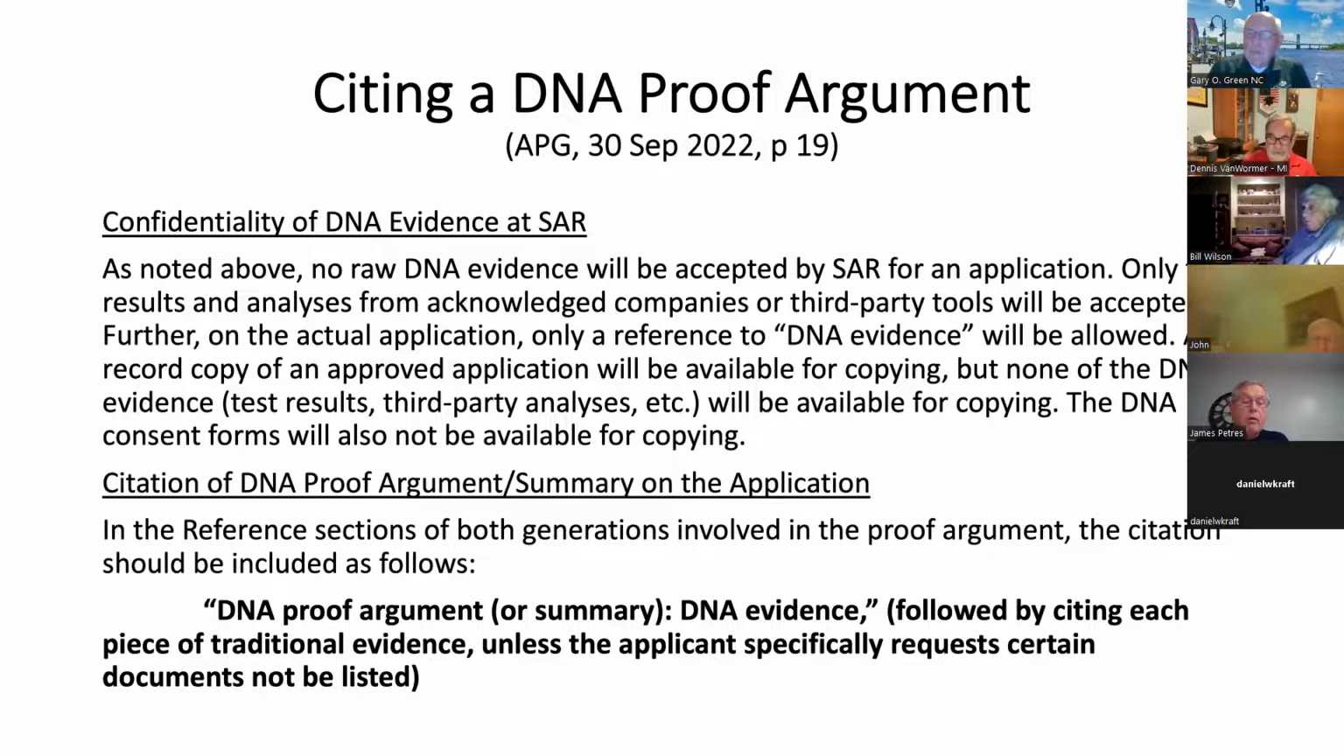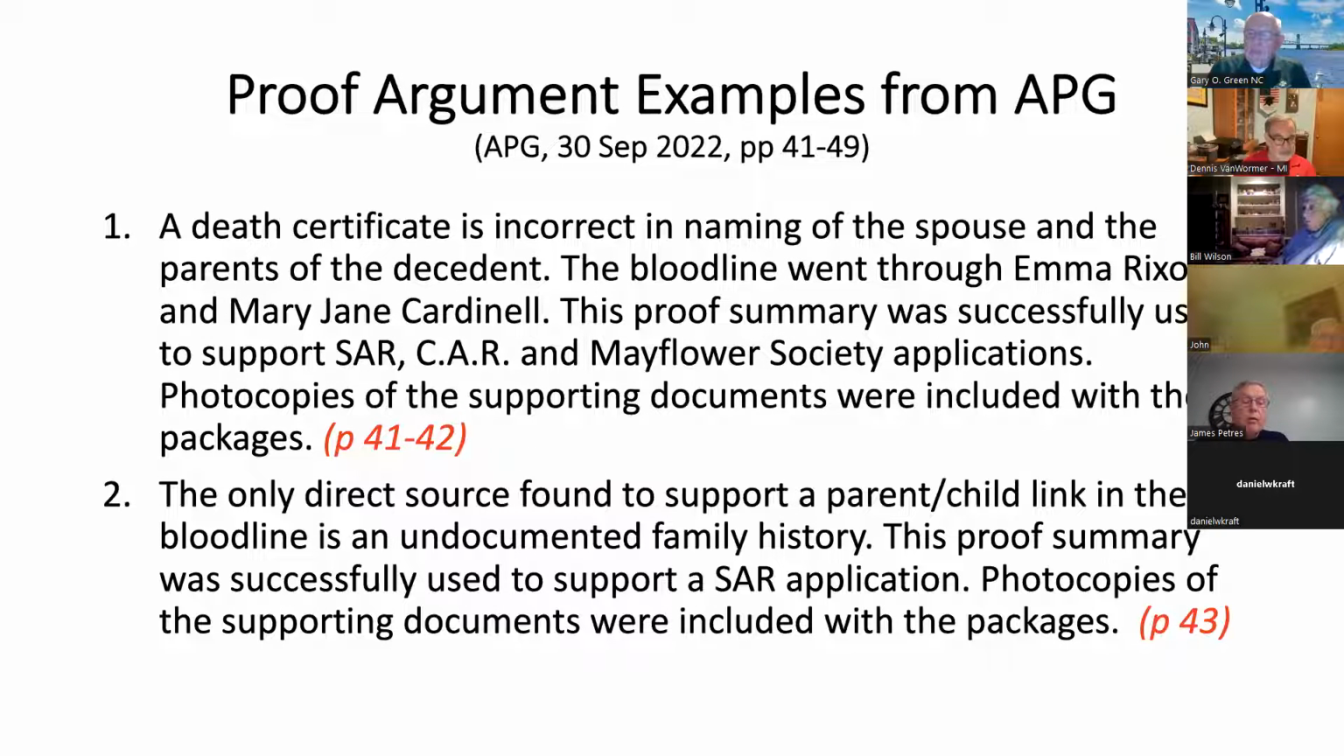Okay, that's citations. Now we're going to talk about some of these actual examples of proof arguments. I'm not going to go through all of them. There are 6 of them in the application preparation guide. I think 5 of them are what had been in there before, and a new one was put in because it was a better example. But I'm just going to mention what they are here, because all of them have some specific situation to give you an idea of how some things can be done.